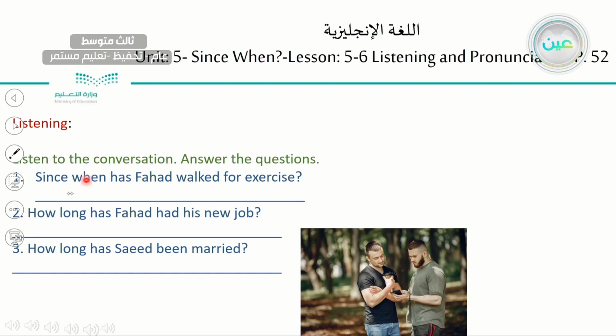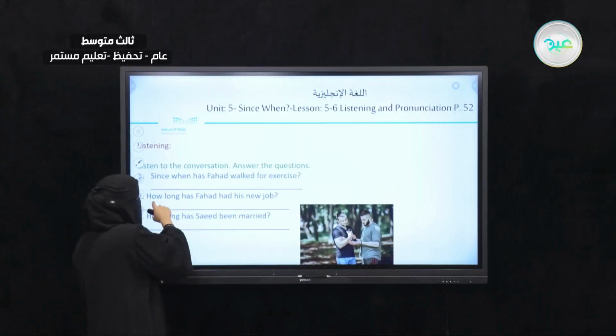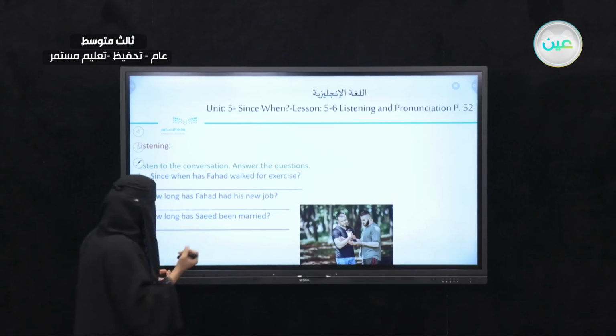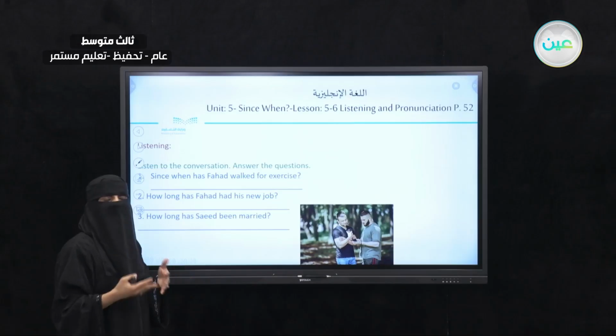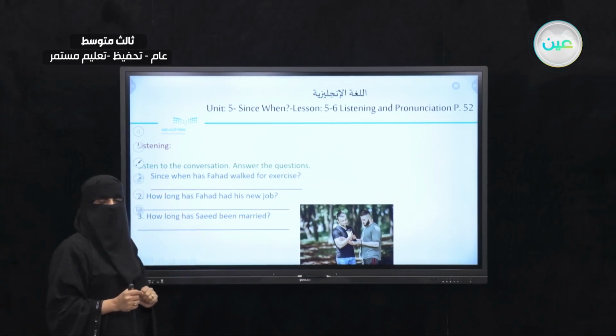Number 1, since when has Fahad walked for exercise? So Fahad is walking for exercise. We want to know since when. So we want a specific time, okay? Number 2, how long has Fahad had his new job? Fahad had a new job. How long has he had it? The duration, okay? And also question 3, how long has Saeed been married? He is married for how long? One year, 3 years, 4 years, how long? From the conversation, you will know these answers, okay?